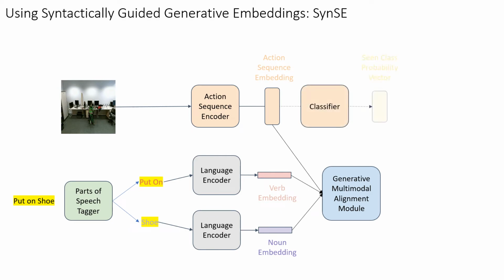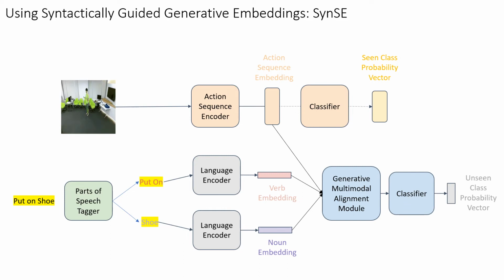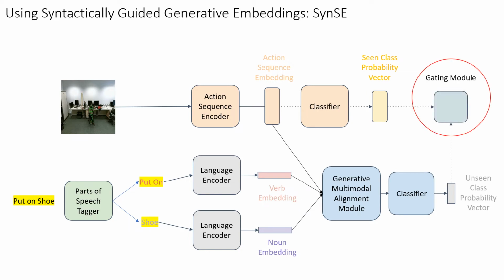In order to mitigate the low unseen accuracy in the generalized zero-shot problem, a seen classes classifier is used to generate a probability vector for a given sample. Another unseen class classifier also generates a probability vector for the sample. These probability vectors are then provided to Synesse's gating module.